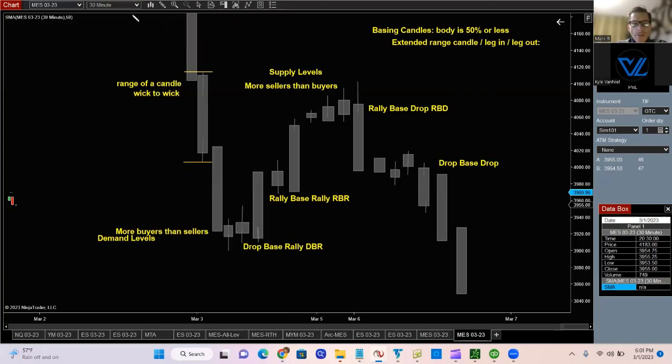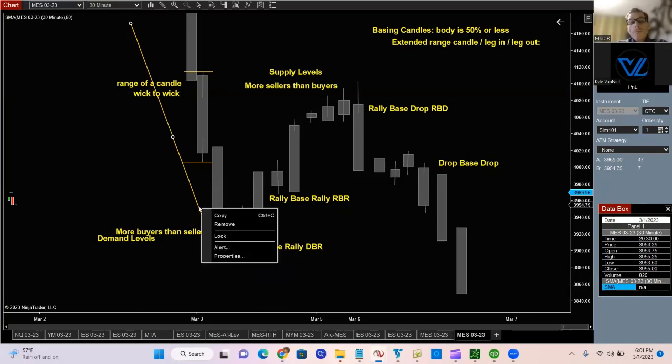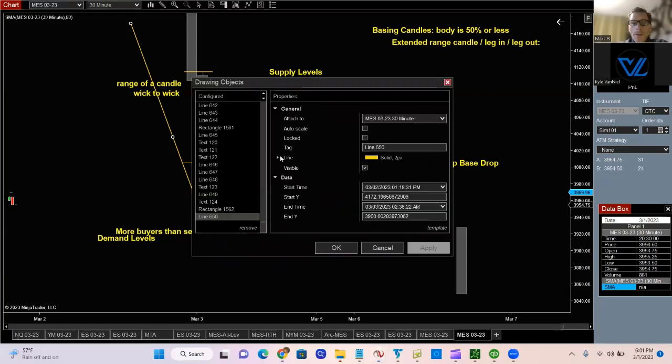So when you hit a leg out, that's the formation of a new level. Yes, you can say that.